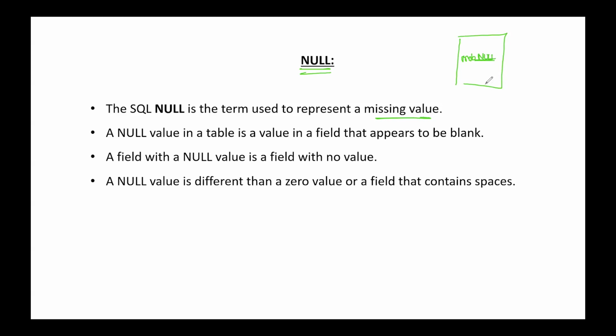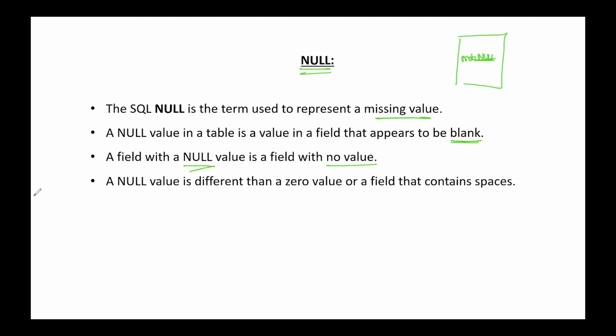There may be a reason that the data is not applicable. There may be a reason that data was available and it was missing. There may be various reasons why we have kept null. But null never means that it is zero. Null is entirely different. Okay. A null value in a table is a value of the field that appears to be blank. A field with null value is a field with no value. It doesn't mean it is zero value. Zero is also considered a value. So we will say no value, not zero. A null value is different from a zero value or a field that contains spaces. So always remember that.